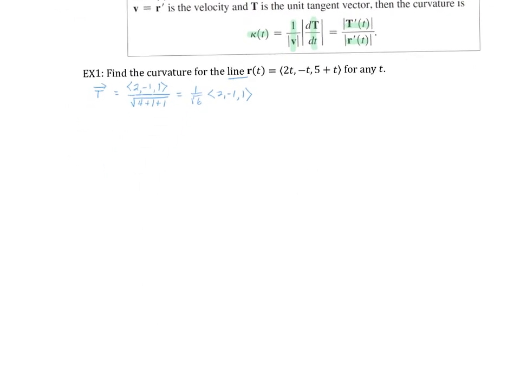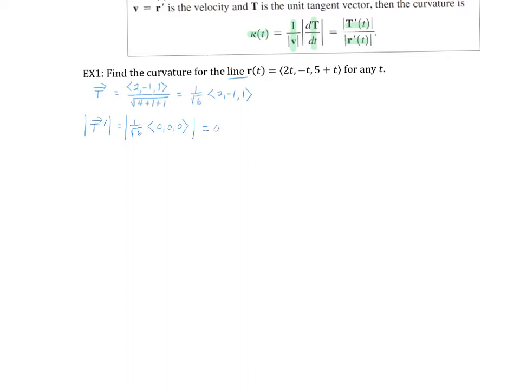The next thing I want to do is compute the derivative of my unit tangent vector. The derivative is going to be 1 over the square root of 6 stays, that's the constant. The derivative of 2, negative 1, 1 is the 0 vector, 0, 0, 0. So if I were to take the magnitude, that's simply 0.